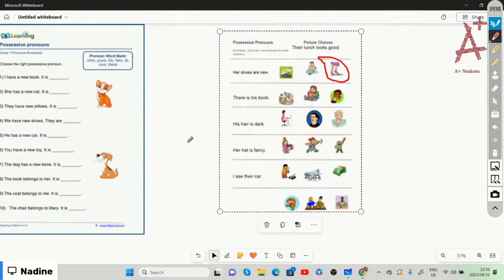There is his book. His book. There is his book. His. All right, so there is his book. Then it means that either one of the boys, let's say basically the boys or the men, will get up to get a book. His hair is dark. His hair is dark. Let's choose that man in the middle.